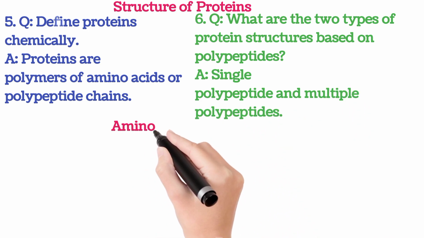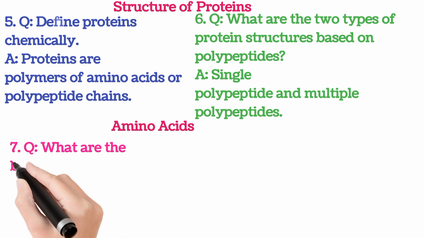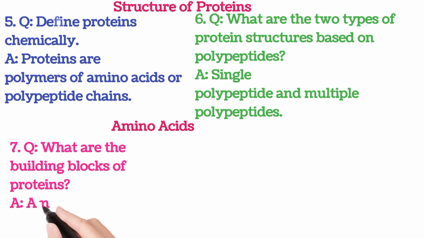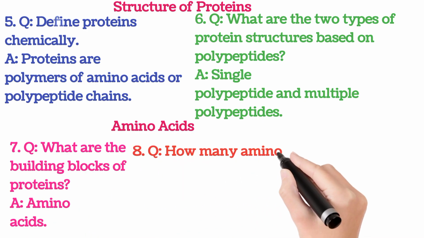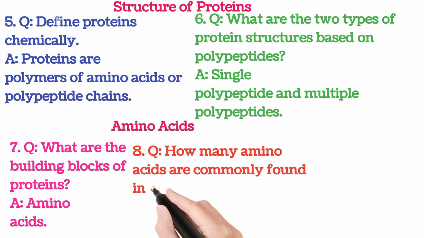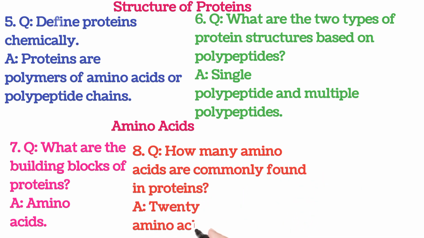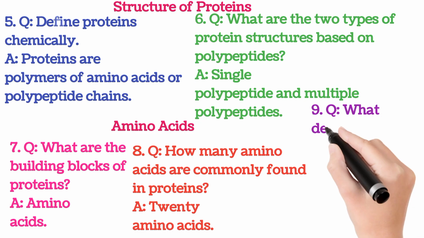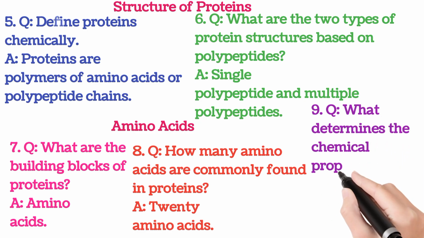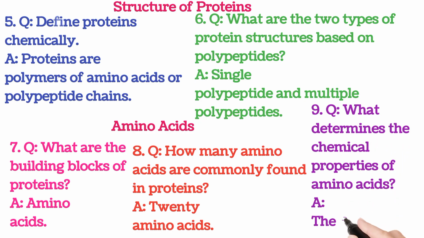Amino acids. 7. What are the building blocks of proteins? Amino acids. 8. How many amino acids are commonly found in proteins? 20 amino acids. 9. What determines the chemical properties of amino acids?